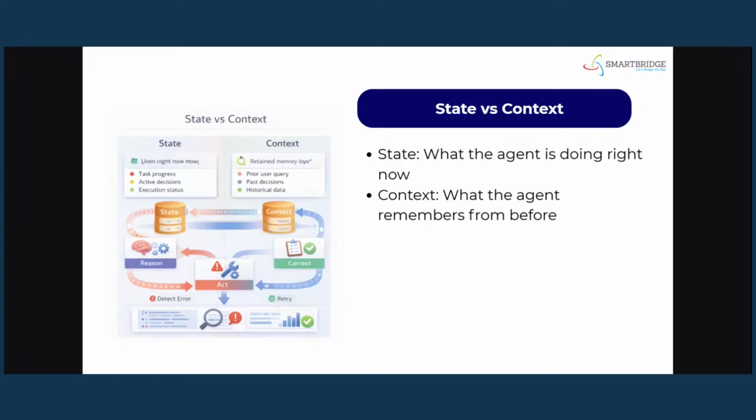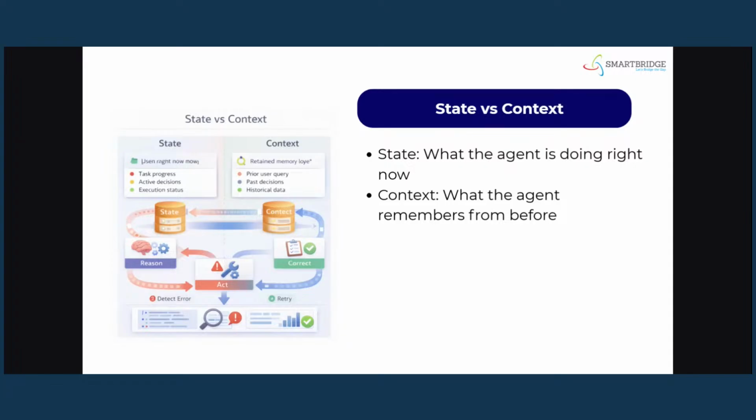Think about cooking a meal. The state is what step you are currently on, like chopping vegetables or boiling water. Context is remembering the recipe, the ingredients we already used, and how much time has passed. If you lose state, you forget what to do next. If you lose context, you forget why you are doing it. Right?